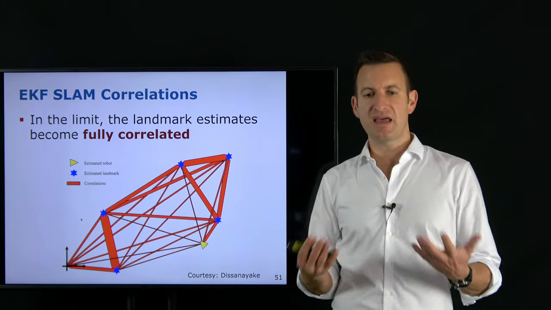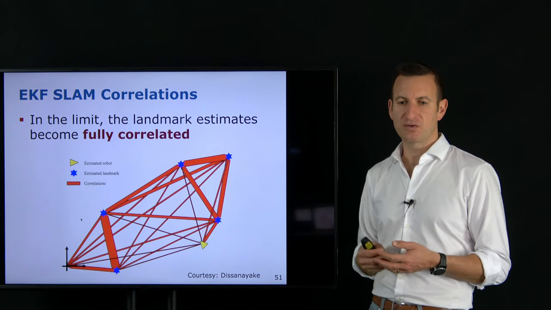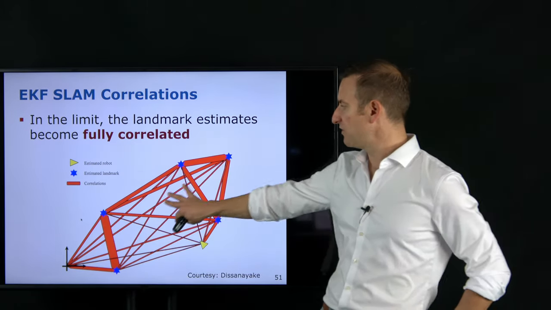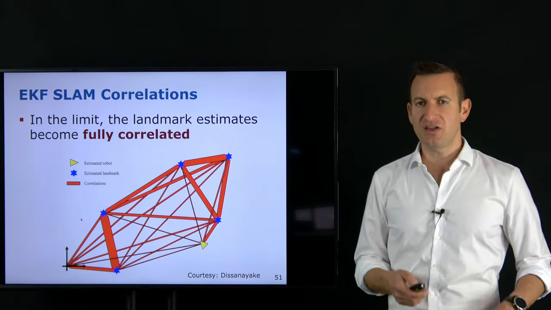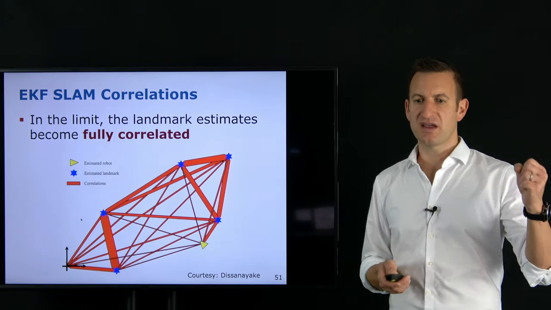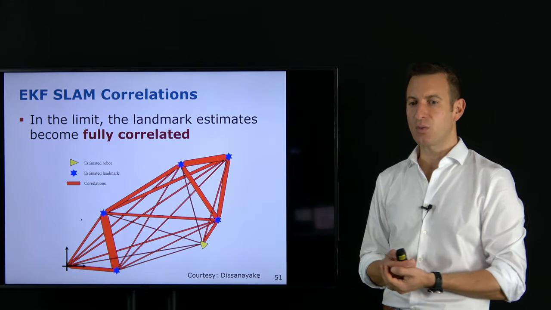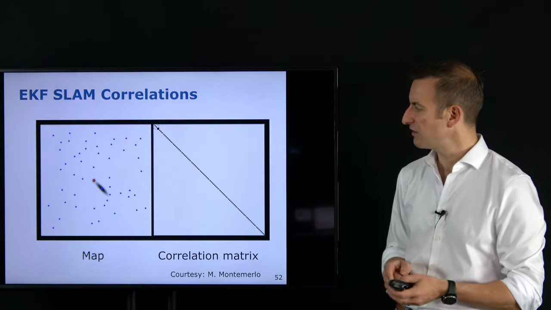That means in the long run, all those estimates get fully correlated. So all the landmark locations are fully correlated with each other. This is an effect that you can see. And you can also see it if you draw your state estimate and a correlation matrix, which tells you how strongly correlated different variables are with each other. And then you can actually see an interesting effect.